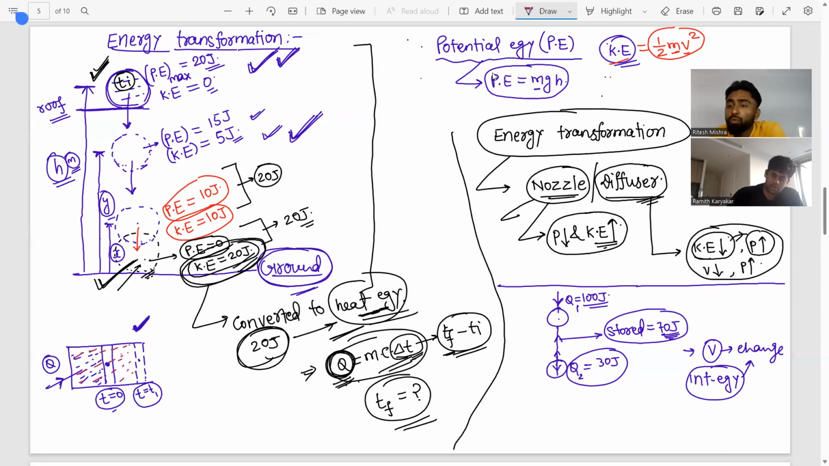Then you can see that here volume changes. Volume is changed. Initially volume is less, now volume is larger. Also, my dear, here we give the heat input to the system. Then temperature also changes.